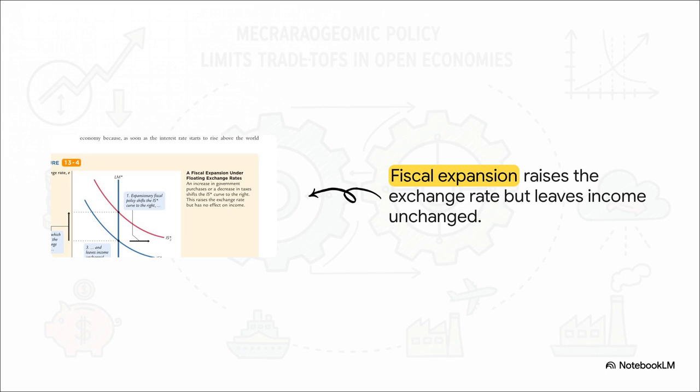Well, when the IS curve shifts to the right, it tries to push domestic interest rates up, but instantly foreign capital floods in to grab those higher yields. To actually invest, foreigners have to buy the local currency, which drives the exchange rate way up. This stronger currency then makes the country's exports incredibly expensive and imports super cheap. The end result? Net exports plummet, completely neutralizing the government spending. Income stays exactly the same. It's wild, but fiscal policy here is totally powerless.